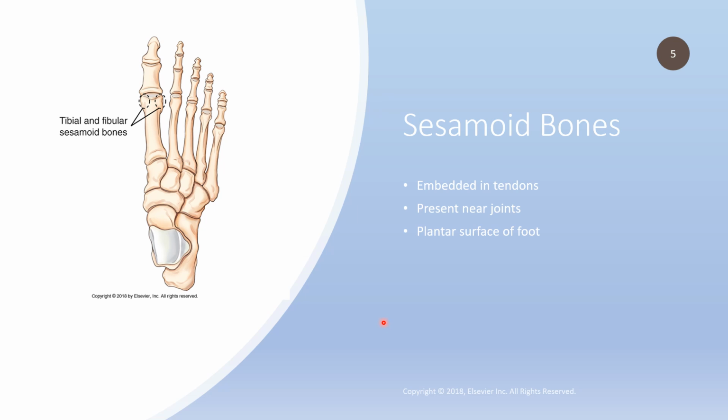So these have a name, and they're named by the bones of the lower leg. So the medial sesamoid is the tibial sesamoid, and the lateral one is the fibular sesamoid. Just like the medial bone in the lower leg is the tibia, the lateral bone is the fibula. So these are the tibial and fibular sesamoid bones.